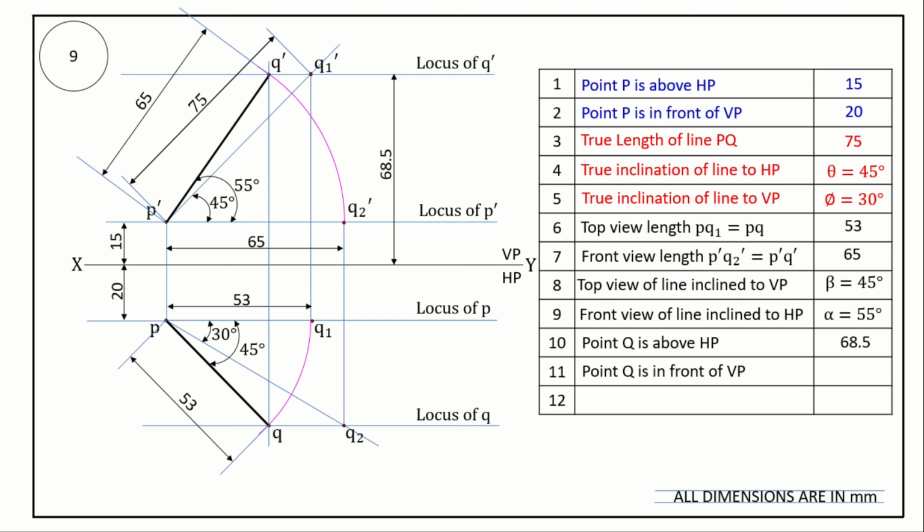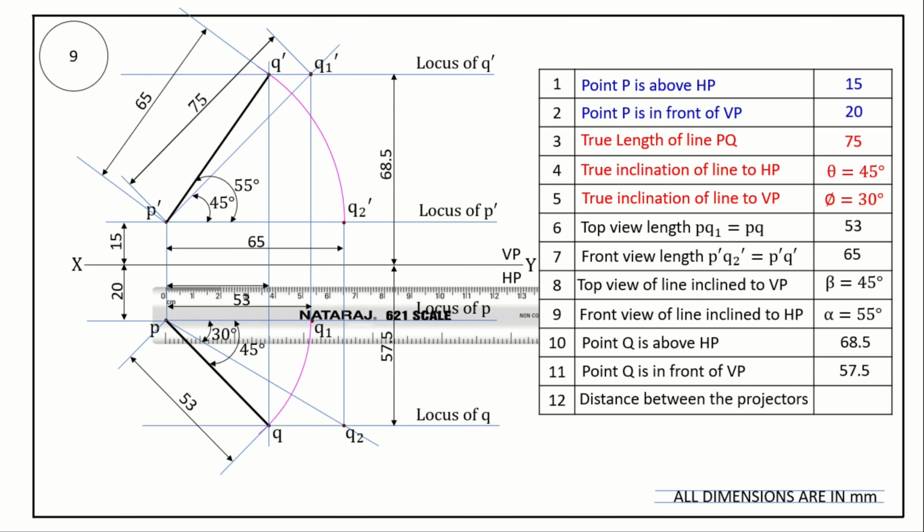Point Q is in front of VP. Measure the distance between XY and the locus of Q. If you measure this distance, it is equal to 57.5 mm. So, the point Q is 57.5 mm in front of VP. The last one, the distance between projectors, that is the distance between the P dash P line and the Q dash Q line, is equal to 37.5 mm. So, the distance between the two projectors is 37.5 mm.